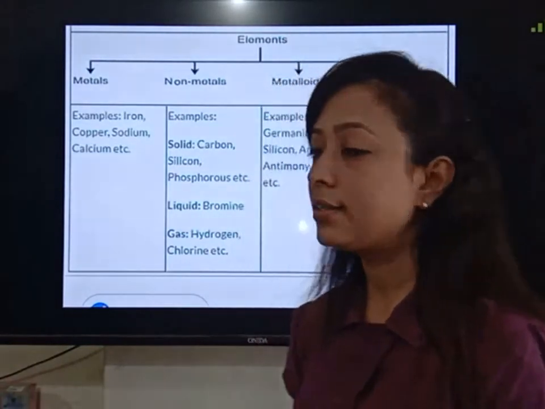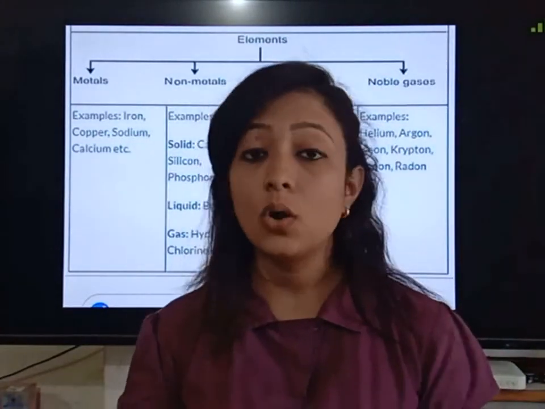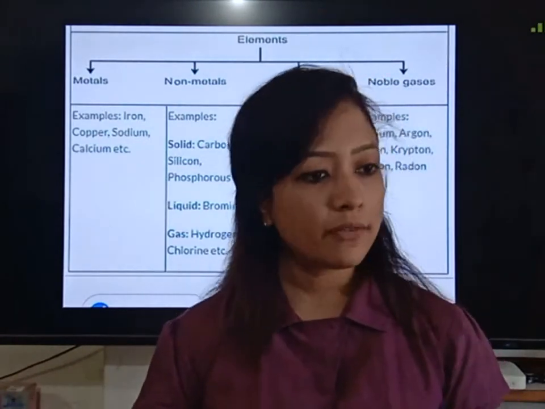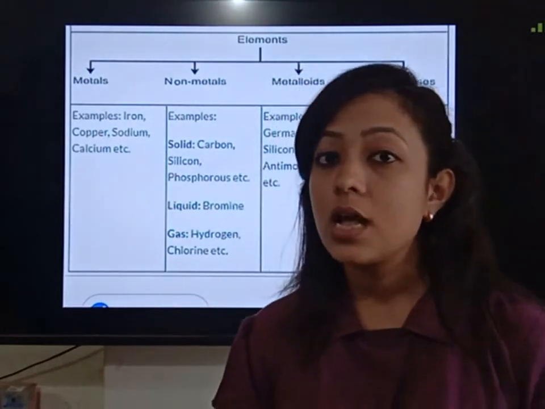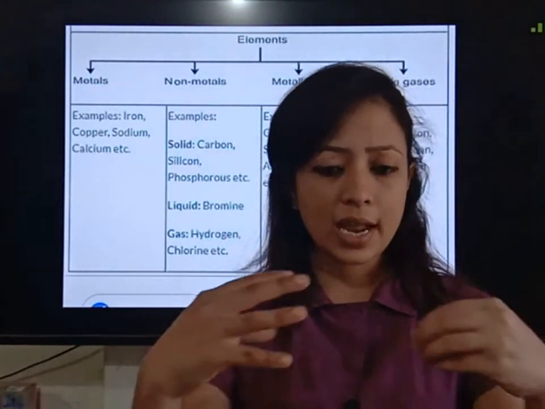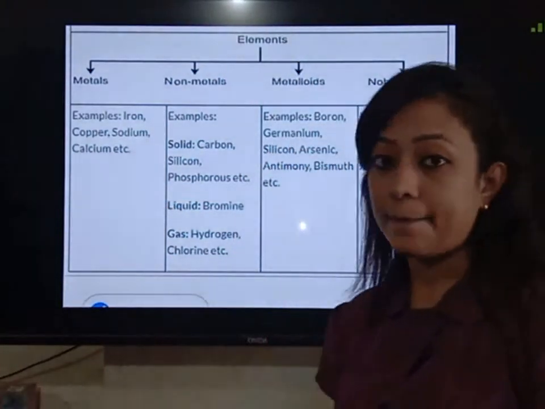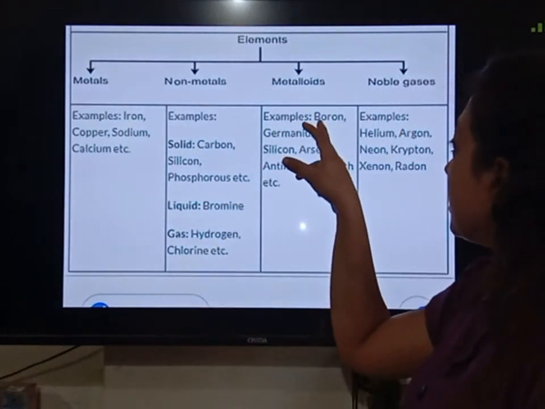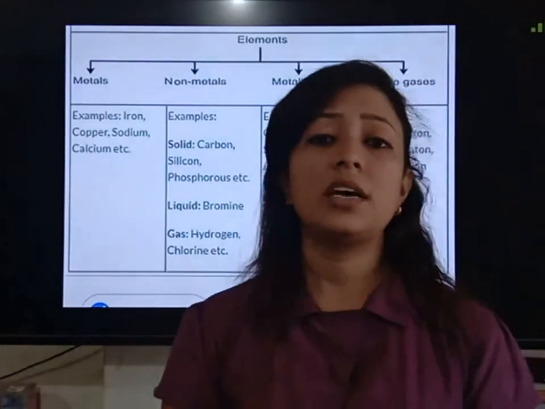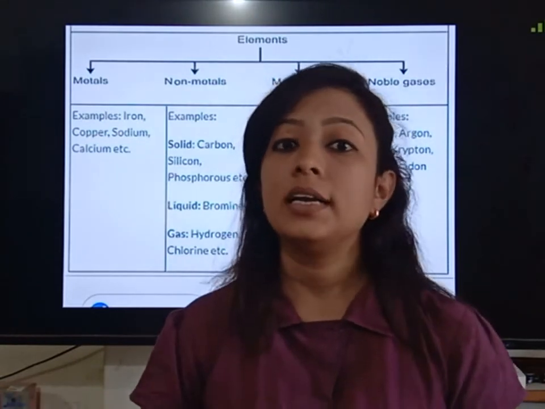Let us see what metalloids are. So these metalloids are those elements which show intermediate properties of metals and non-metals. Or we can say a metalloid shows some properties of metal and some properties of non-metal. So they are the intermediate elements of metals and non-metals. So let us see what their examples are. Metalloids such as boron, germanium, silicon, arsenic, antimony. So these are examples of metalloids, which are semiconductors of electricity and heat.